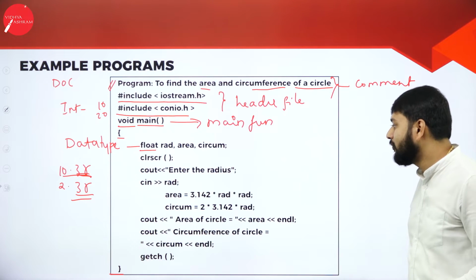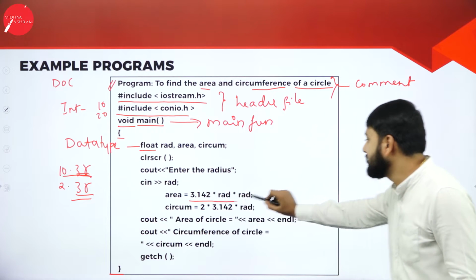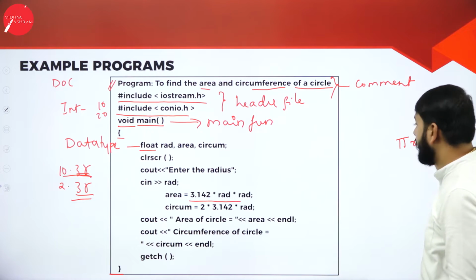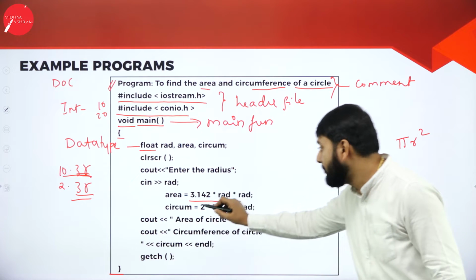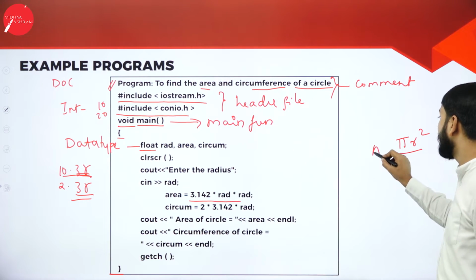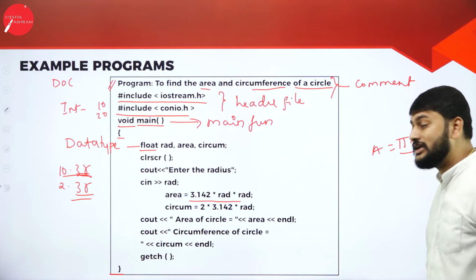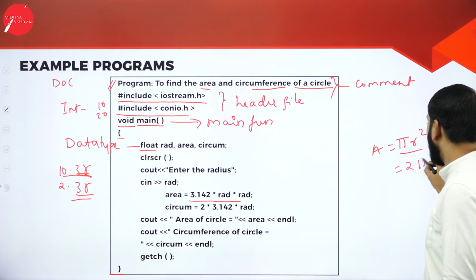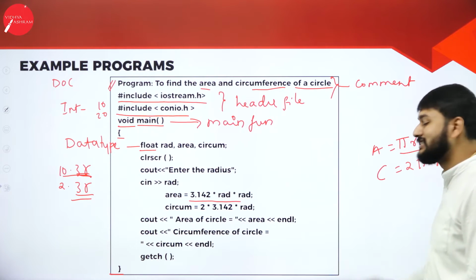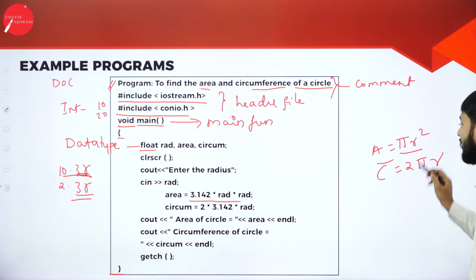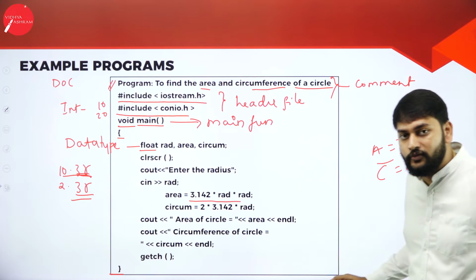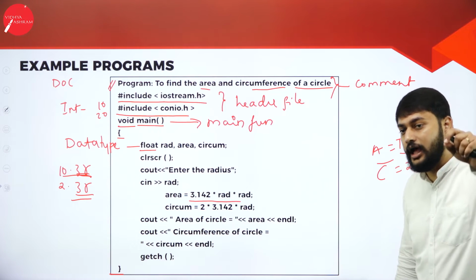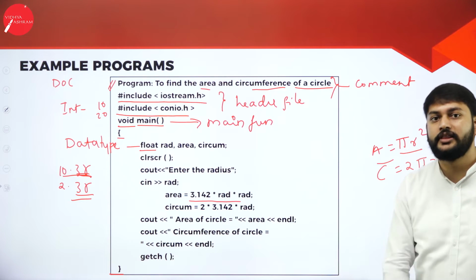So what is the formula? Please understand. Pi r square is the formula to calculate the area. And for circumference, it is 2 pi r. This is for circumference, and this is for area. This formula I know before I write this program. So guys, with this formula you should start writing this program.